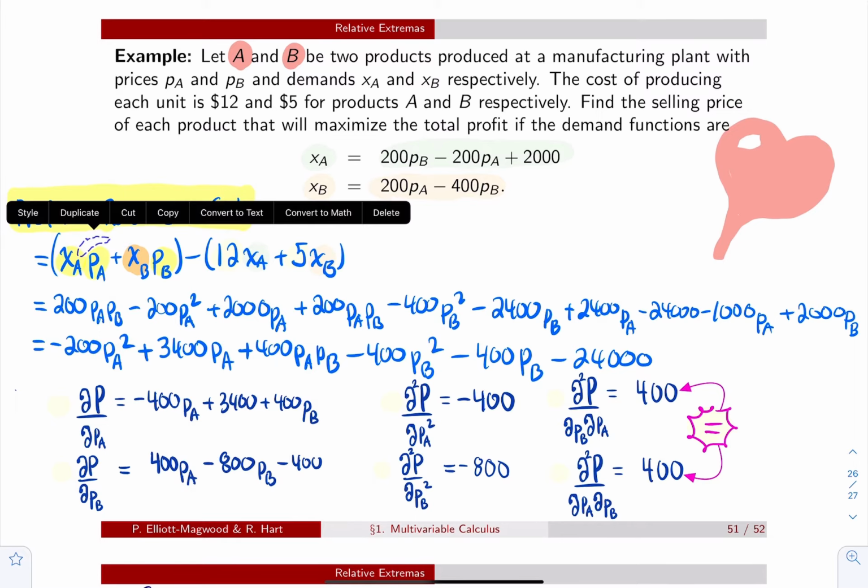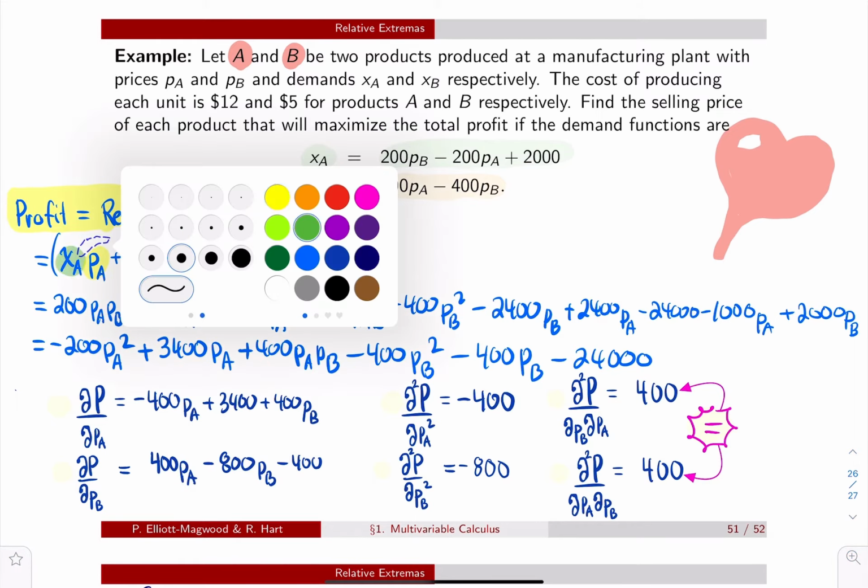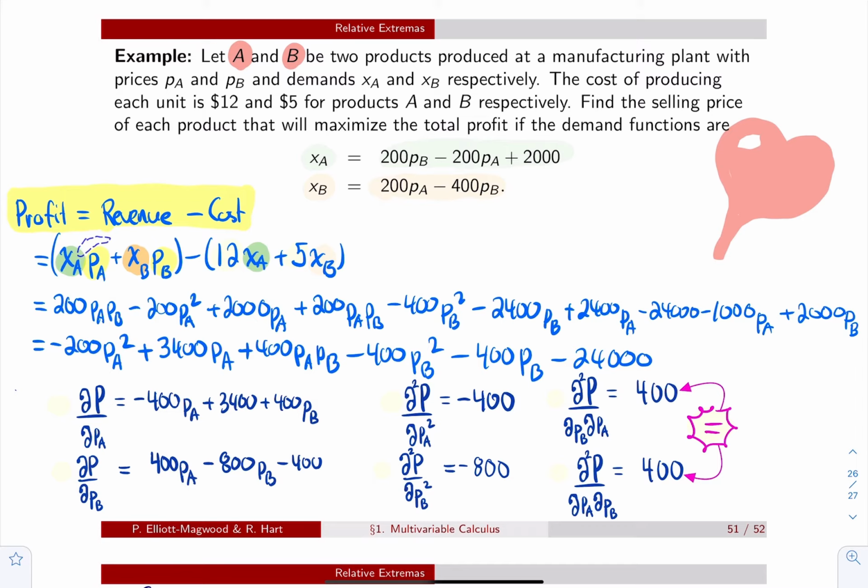What about the cost? We know that each unit we produce of A costs $12 per unit. So the cost for producing X_A units will be 12 X_A. And if you're producing X_B units of product B, because it's $5 per unit, the cost to produce product B is going to be 5 times X_B.